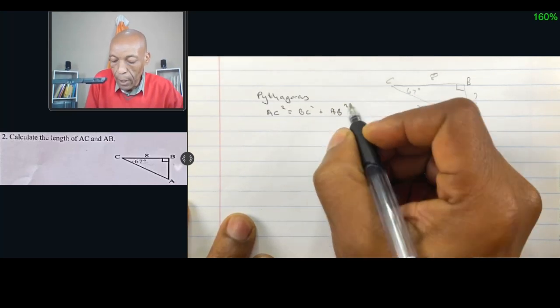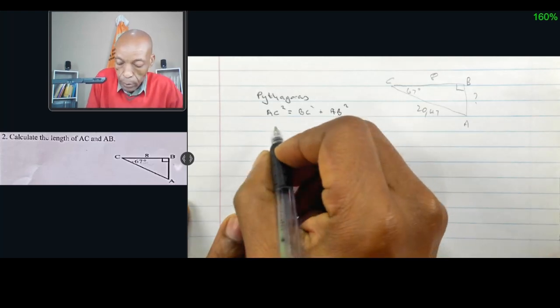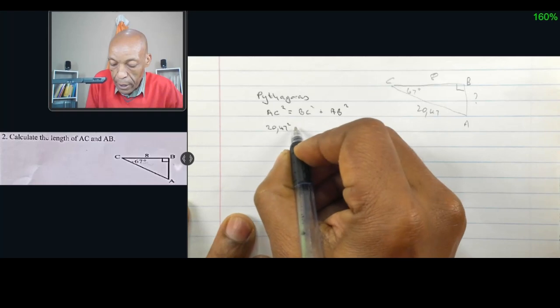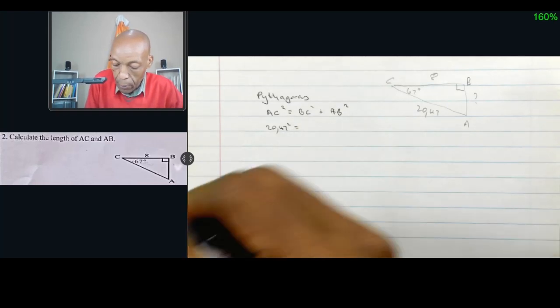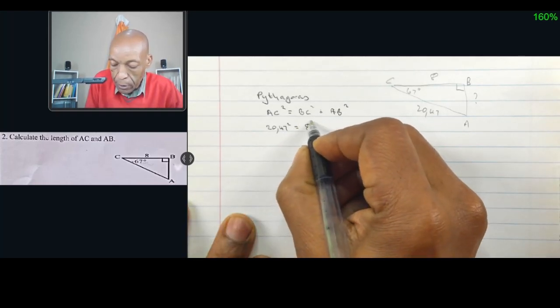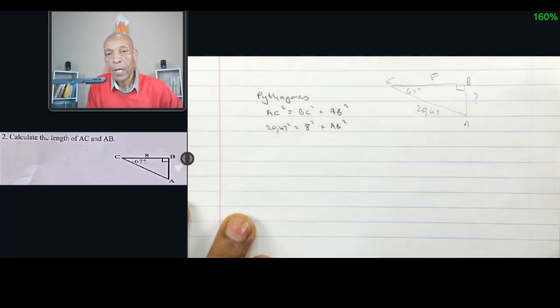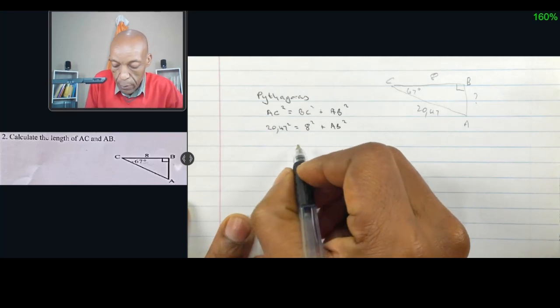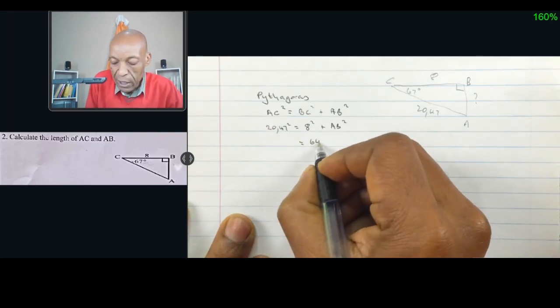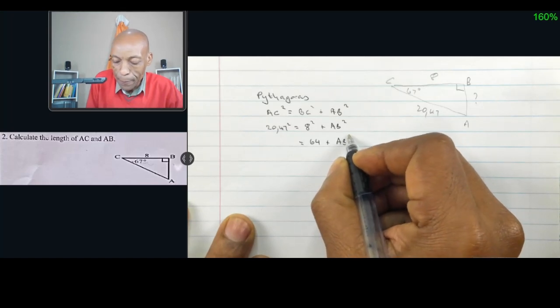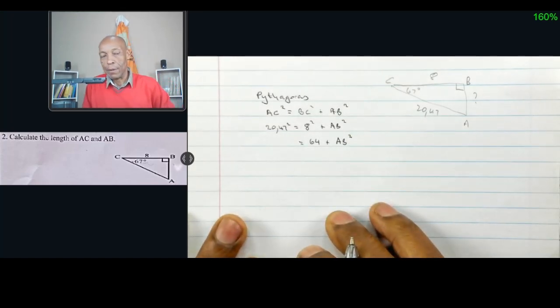Okay, AC squared. So here we will have 20.47 squared. Then for our BC, we will have 8 squared. Then for our AB, we will have our AB squared. Then what are we going to have? 64. Do you remember that? Do you remember? Forgot.